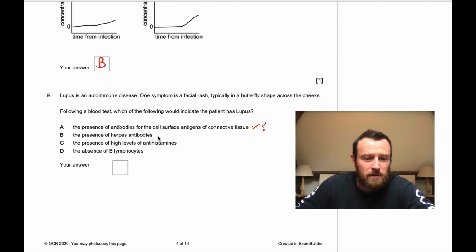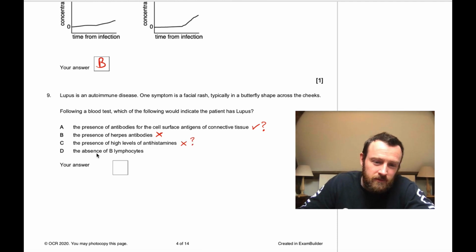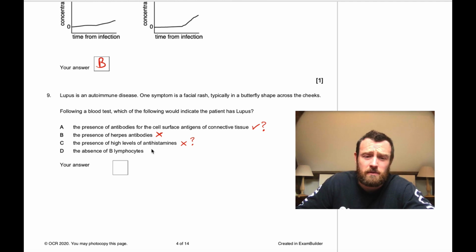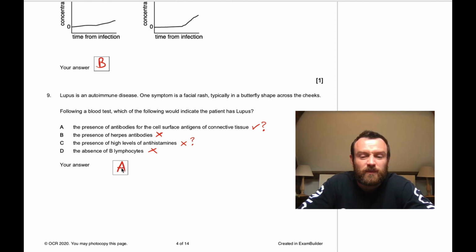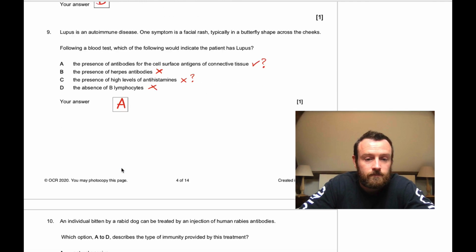Presence of herpes antibodies. No, that's just showing that you've had herpes. The presence of high levels of antihistamines. That's more to do with allergy, like if you're suffering from hay fever, so probably not, but we'll put a kind of potential. Absence of B lymphocytes, well, that's some sort of immune disorder, so no. The best one is A, which is the correct answer. All right, moving on.